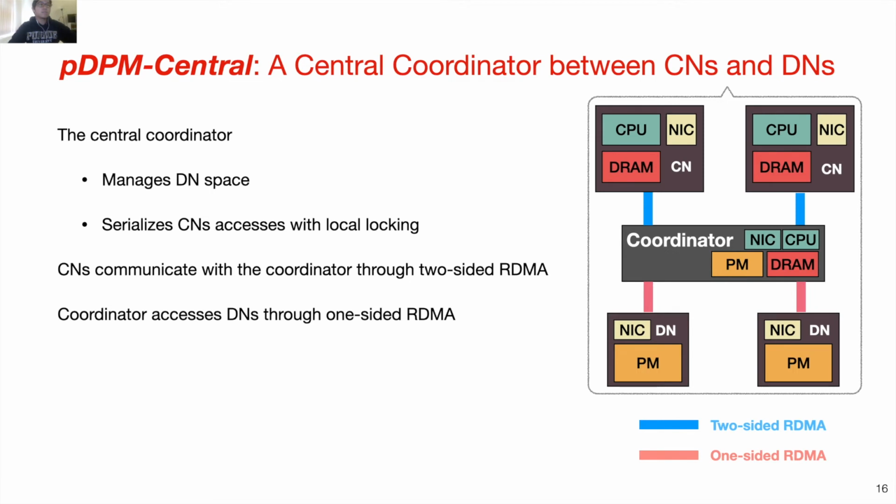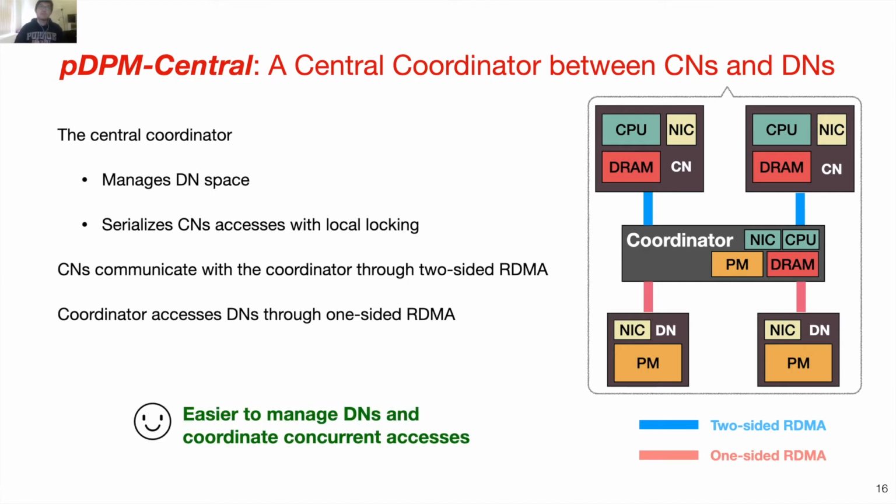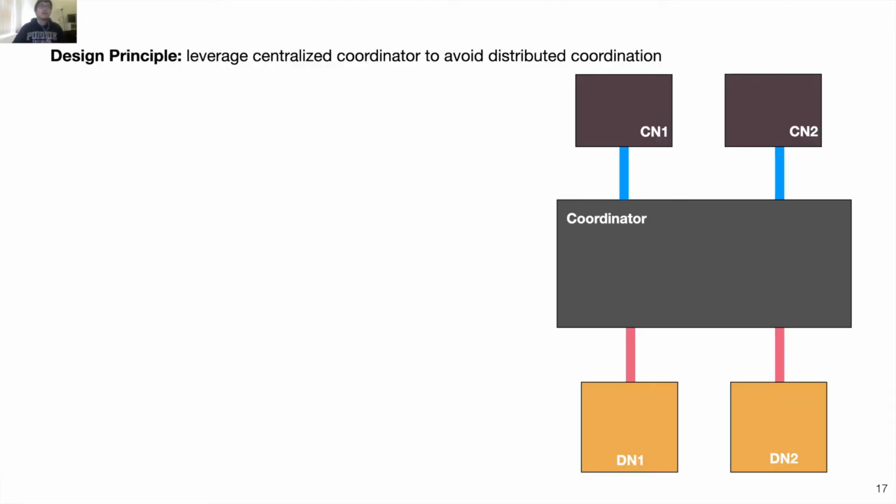The central coordinator is a full-fledged server that manages DN space and serializes data accesses. CNs communicate with the coordinator with two-sided RDMA. The coordinator communicates with DNs with one-sided RDMA. With such a centralized coordinator, it's much easier to manage DN spaces and coordinate concurrent accesses. To leverage the centralized architecture, we design PDPN Central by putting all metadata and control logic at that coordinator to avoid distributed coordination. For example, the coordinator is the only party that allocates and deallocates all DN spaces.